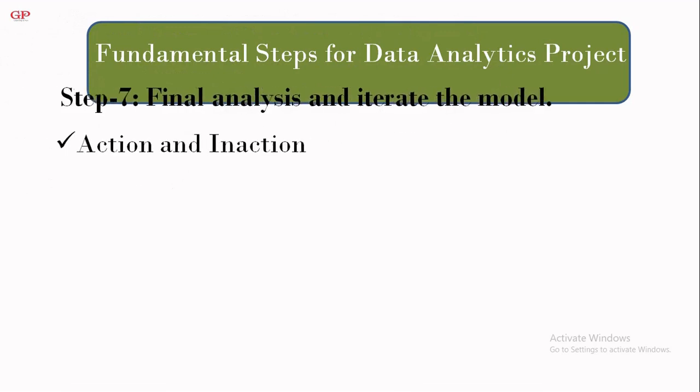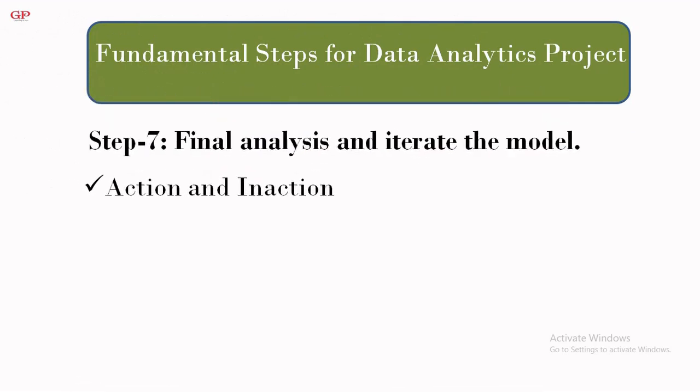The next step is step number 7, final analysis and iterating the model. Once we implement the algorithm, proper communication is the difference between action and inaction. The main goal is to prove the effectiveness of the data science project based on the accuracy of our model. So these are the important steps while designing a data analysis project. These are the fundamental steps for data analysis projects.